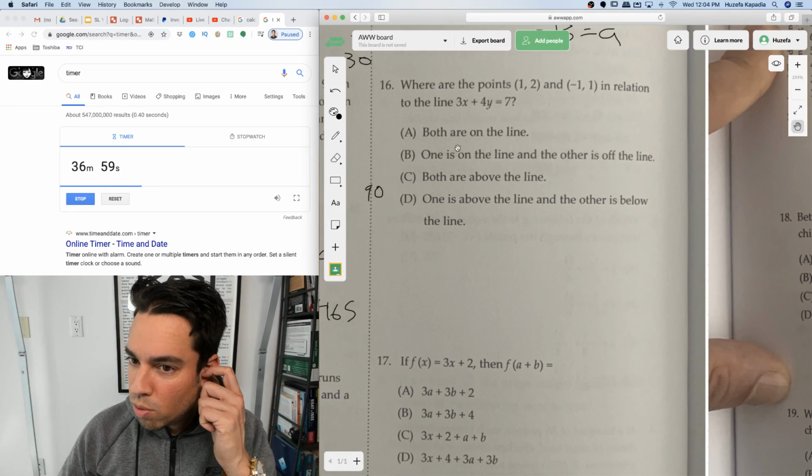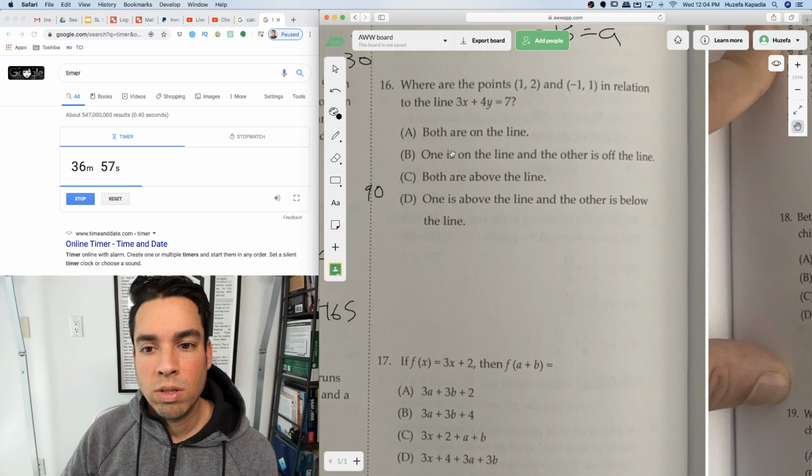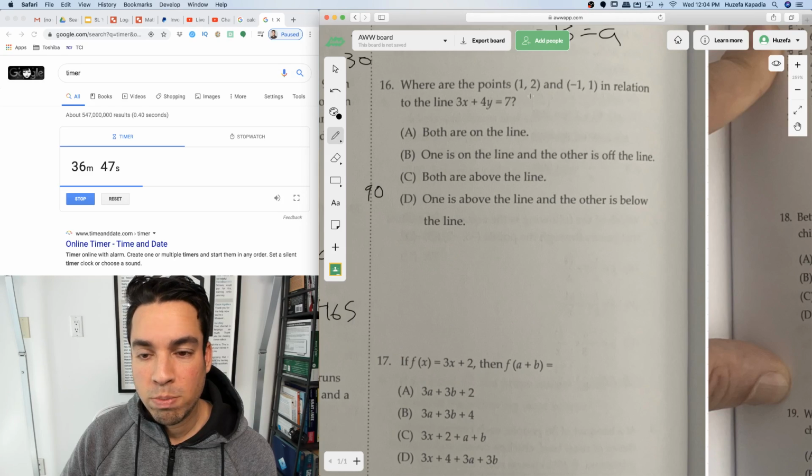Where are the points 1, 2, and negative 1, 1 in relation to the line? Okay. So I can check if they're on the line by just plugging them in. That's the easiest thing I'm going to do here. So 1 times 3 is 3 plus 4 times 2 is 8, so this is not on the line. It's 11. I assume that means it's above.